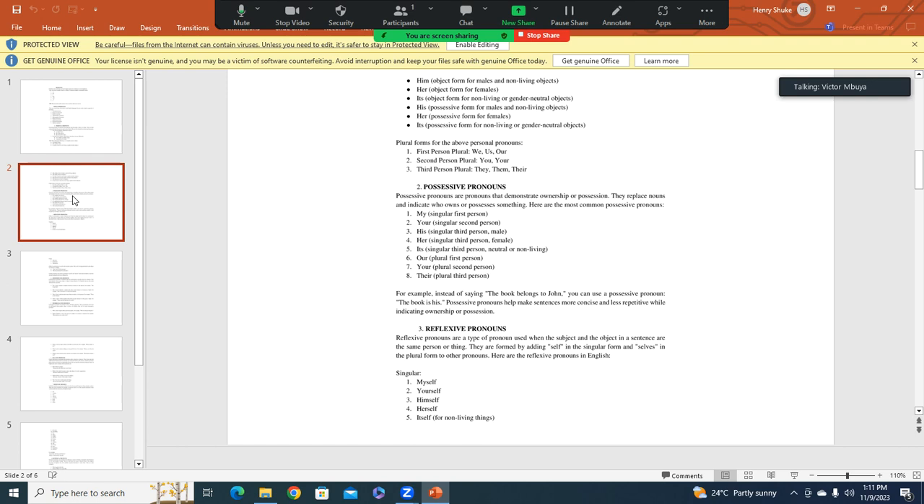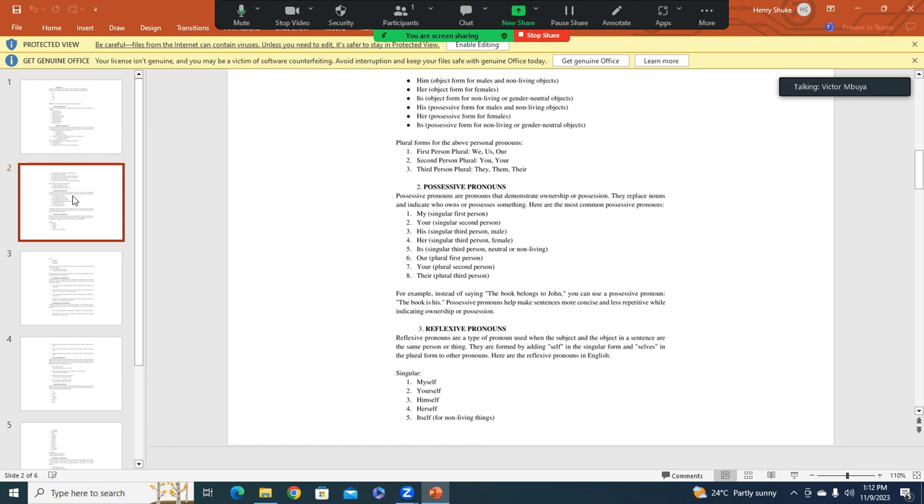We have my, which is for singular first person. We have your, which is for singular second person. We have his, which is for singular third person male. We have her, which is for singular third person female. We have it, which is for singular third person neutral or non-living. We have our, which is plural first person. We have your, which is plural second person. We have their, which is the plural third person.